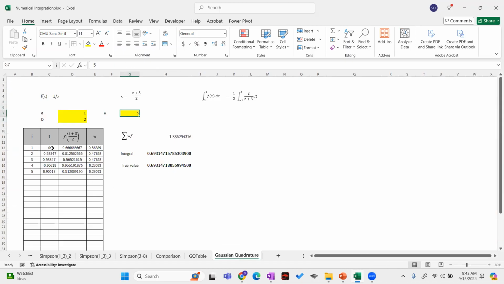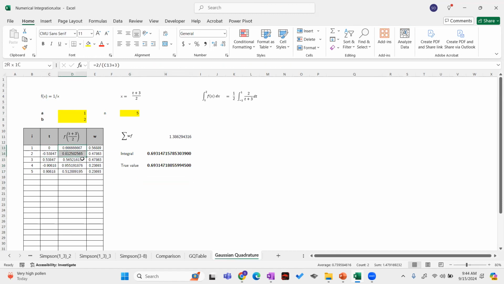Okay, so these are my points and these are the weights. The value of the function, f of t plus 3 by 2, is essentially 2 by t plus 3, correct? Because f of x is 1 by x. So that's it. So 2 divided by 0 plus 3, this is 2 divided by this point plus 3. So at these points, I'm evaluating my function.